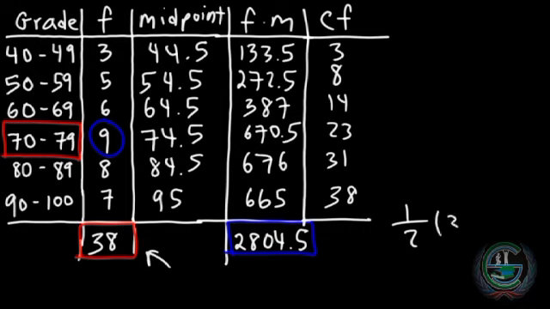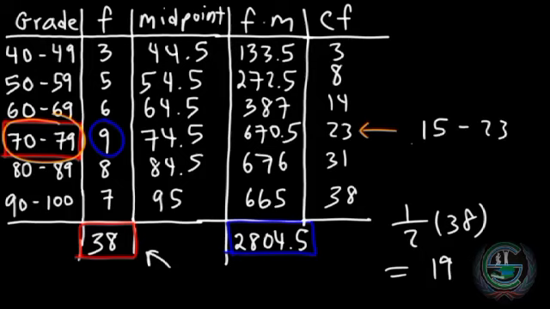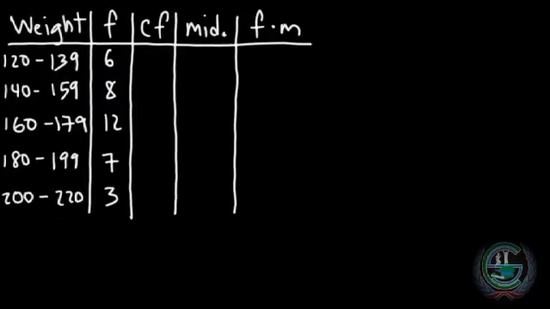And half of 38 is 19. So the middle number is basically the median. 19 is somewhere between 14 and 23. So after 14, we're going to be done with this interval. 23 is in this interval between 70 and 79. That interval starts with the number 15 and it ends in 23. And so 19 is in that interval. So the median is somewhere between 70 and 79 as well.